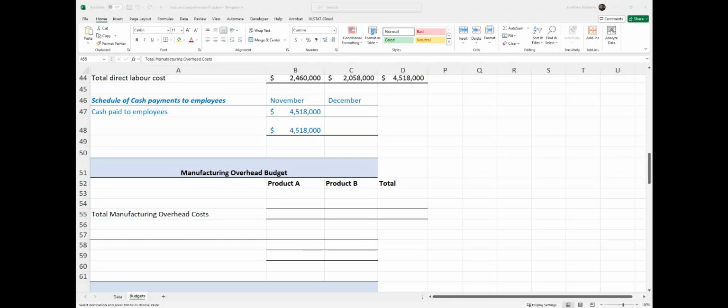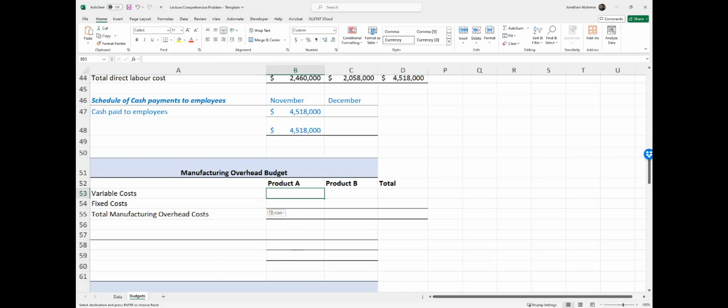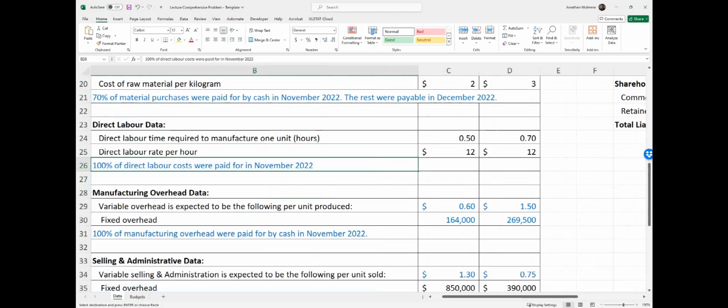So with our manufacturing overhead cost, of course, we'll have fixed manufacturing overhead cost and variable manufacturing overhead cost. So let's start with the variable manufacturing overhead costs. Let's find out what information we're provided with here. We're told that the variable overhead is expected to be the following per unit produced.